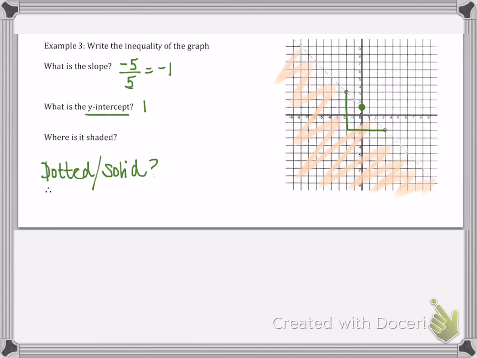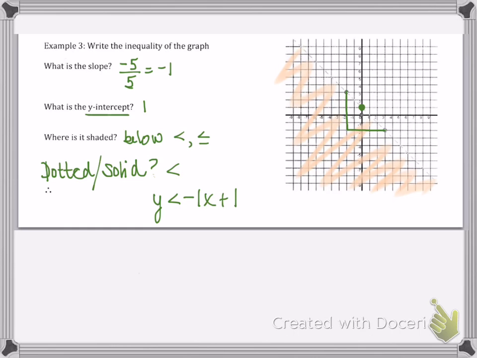Then you want to say, where is it shaded? It's shaded below. So that should tell you it should either be a less than or a less than or equal to. And I added the last question because that's important. Whether the line is dotted or solid helps you determine which inequality symbol to use. So this is a dotted line, so we should be using a less than symbol. So going to the graph, what you want to do is throw all those pieces together. We've got y less than -1x plus 1.